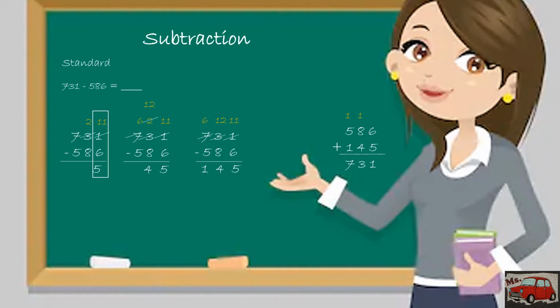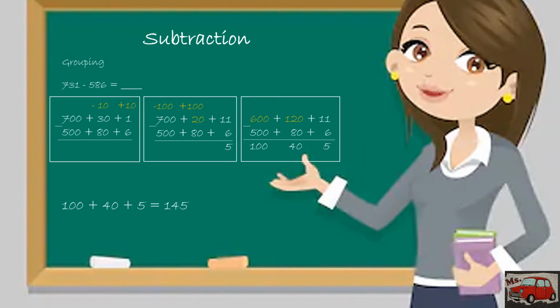Okay? Next. Now, in my hundreds place, since nanghiram ako ng 10 dahil kulang si tens place, yung 7 ko naging 6. So, 6, bawasan ko ng 5, I will have 1. So, the answer is 145. Now, to check if our answer is correct, let's add the difference and the subtrahend. The answer is 731. This is the same with the minuend na pinag-subtract natin. So, 145 is the correct answer.